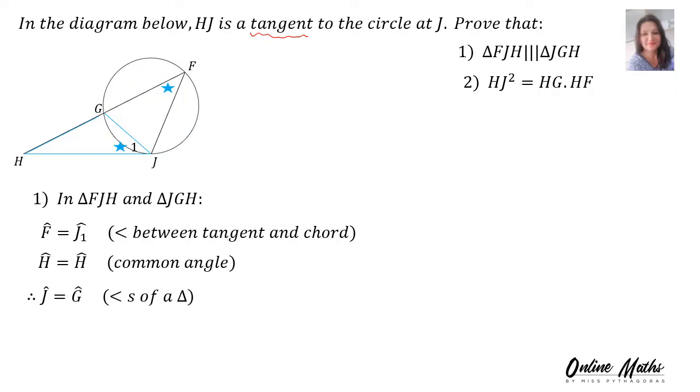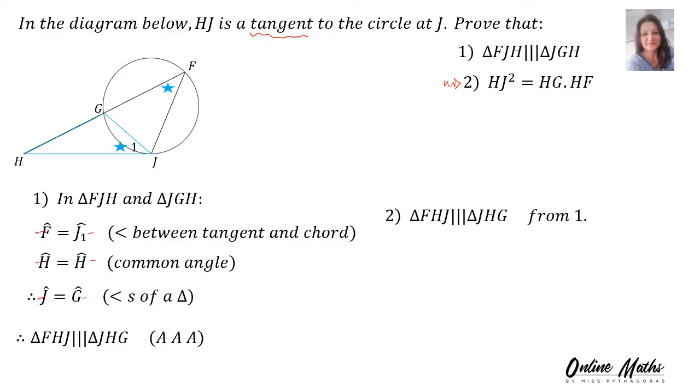So we can say, therefore, angle J is equal to angle G, and your reason, angles of a triangle. Then we can write, therefore, triangle FHJ, can you see the order? FHJ is similar to triangle JHG, and your reason, angle, angle, angle. Then number 2 wants us to prove that HJ squared is equal to HG times HF.